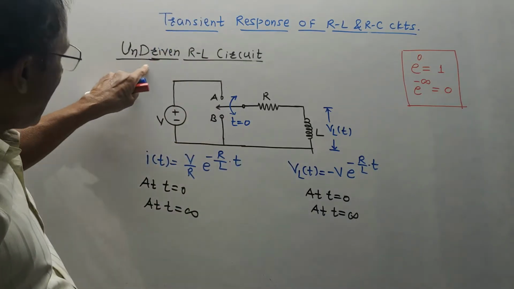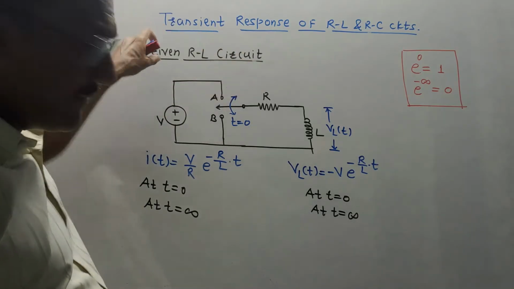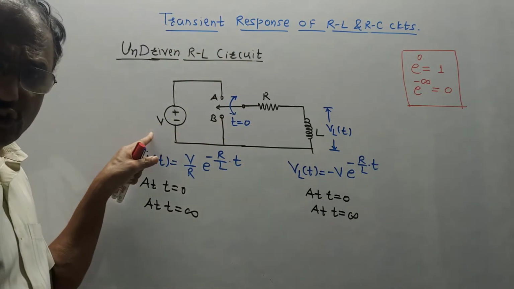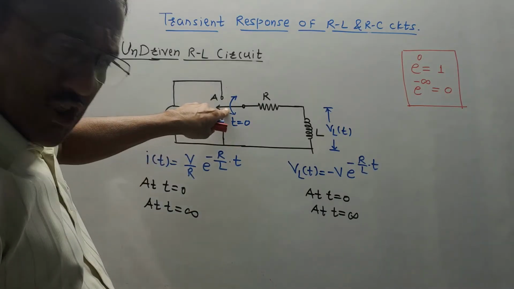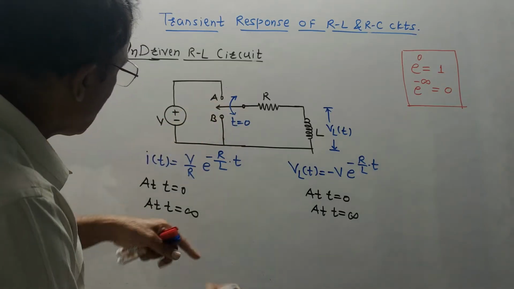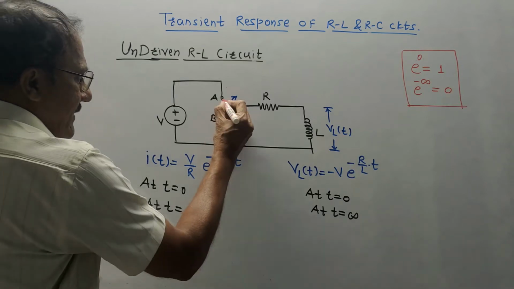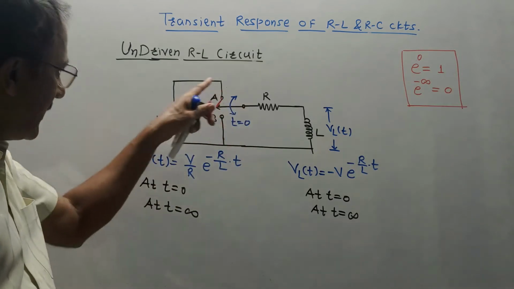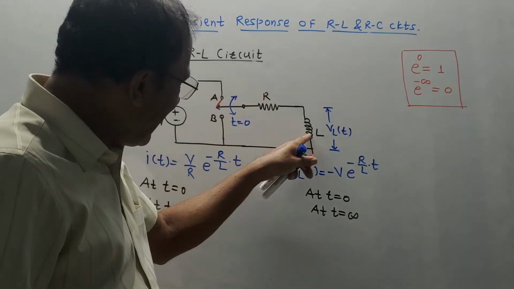The next circuit is the undriven RL circuit. As the name indicates, it is undriven, but in the diagram a voltage source is shown. Let's see how it works. There is a switch for which I have written t equals 0. Initially, the switch will be connected at point A like this. This is the initial connection. Then this voltage source will be connected across the R and L circuit.